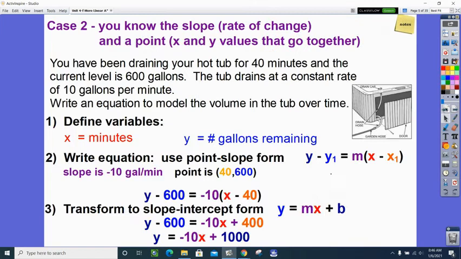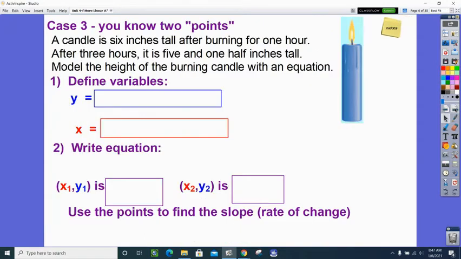Oops, I wanted to ask another question. I thought it was on the next page. So before we move on, what is this 1,000? So that 1,000 is how many gallons there were in the hot tub when you started. It was the initial amount of water in gallons. So there were 1,000 gallons before you pulled the plug. All right, let's go on to our last case, 3.